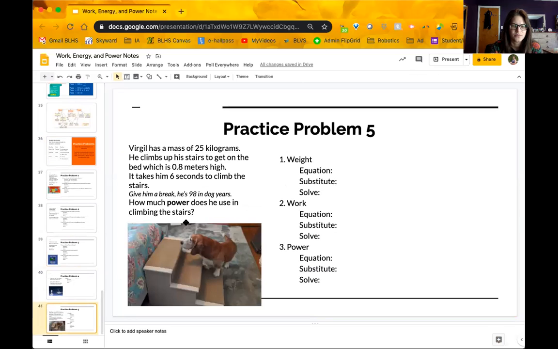And then in the last one, it features little baby Virgil, and you're going to calculate his weight in newtons, the work that he does climbing his steps, and how much power he uses climbing the steps. And that is everything.